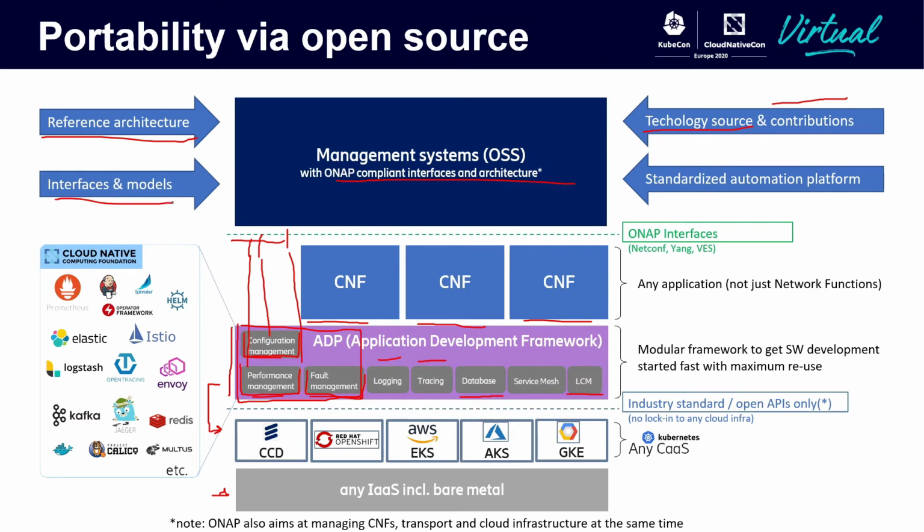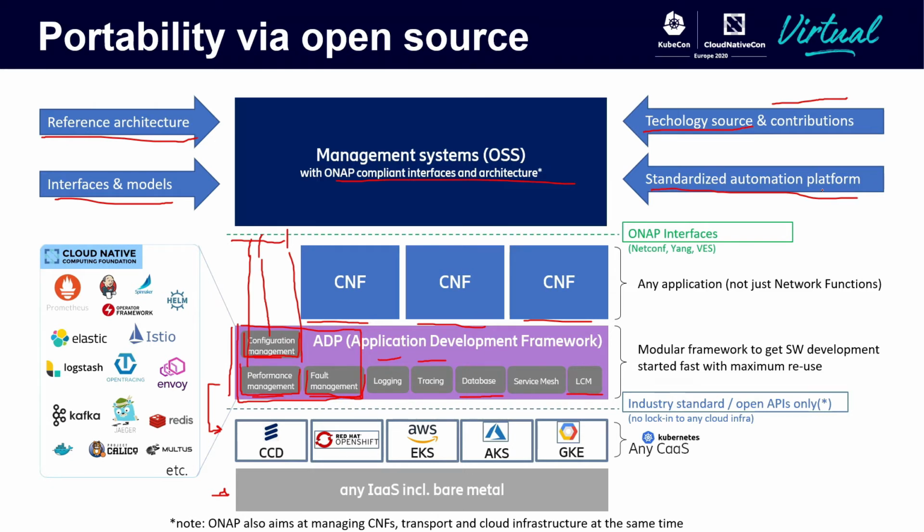Interfaces and models are super important when it comes to the CM, the PM, and the FM, because this ensures that any applications that we create using the application development framework will work with a third-party OSS as long as that third-party OSS also follows the ONAP project. And of course, it's a standardized automation platform for making sure that all the lifecycle management tasks that we need to do with our cloud-native applications can be done efficiently.